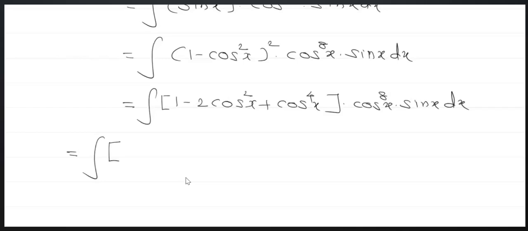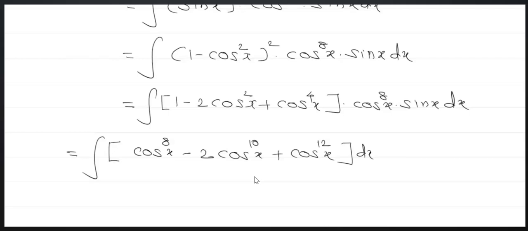Therefore, on multiplication the terms are cos of x raised to 8, minus 2 cos of x raised to 10, and here is cos of x raised to 12, bracket complete. Cos of x raised to 12 with sin x remaining, into sin x dx.